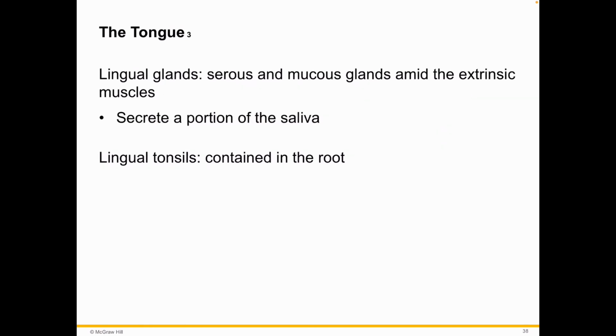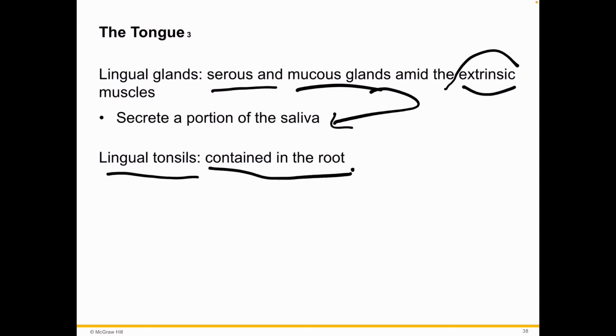The lingual glands consist of the serous and mucus glands, and they're generally found in the extrinsic muscle area. And they're going to secrete part of the saliva, right? Saliva contains enzymes that start breaking down sugars, such as amylase, which would be one of those enzymes. The lingual tonsils contain the root.